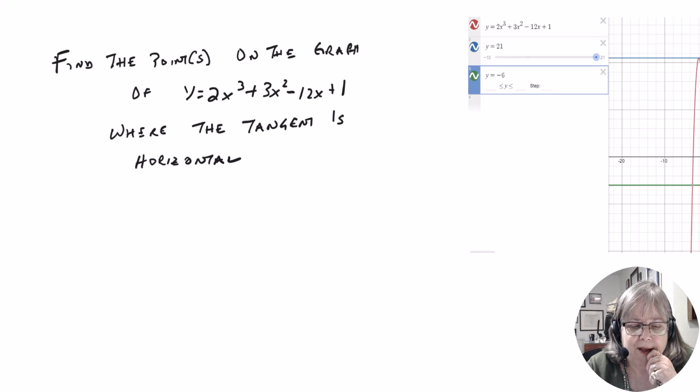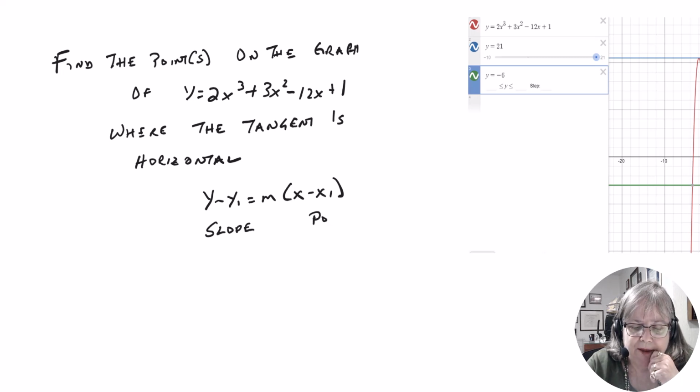Now, I know that anytime they ask me for a tangent line or something like that, I'm going to have to try to get it into this formula. And I know that means I need a slope and I need a point. Now, if it's horizontal, don't you know something about the slope? You may not know anything about the point, but don't you know something about the slope? Yes, you do. If it's horizontal, the slope is 0.